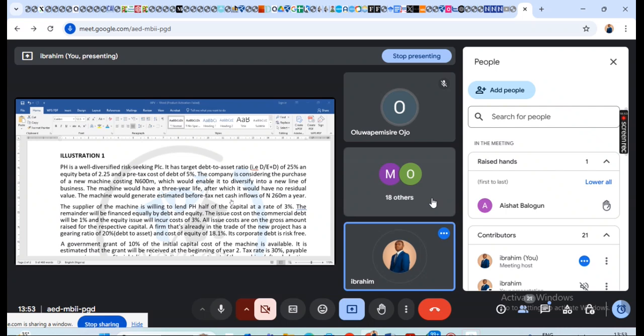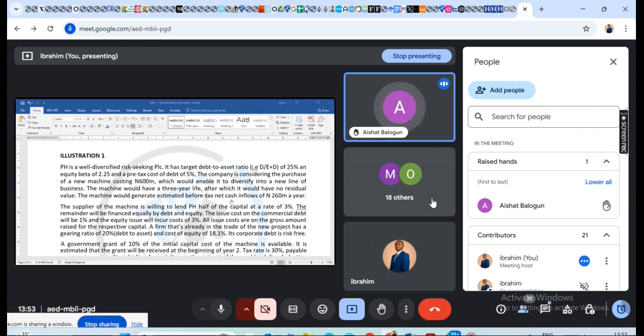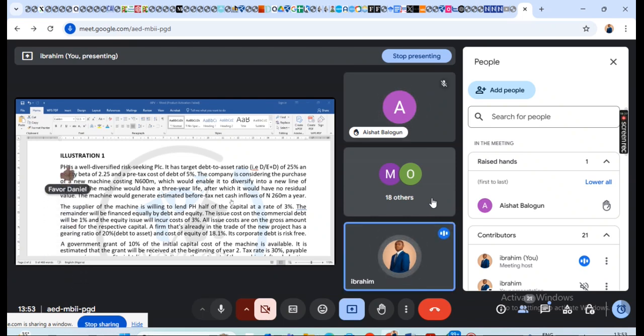Aishat, unmute your mic quickly. All right, sir. I understand that debt is 25% and equity is 75%. But I think I've seen a scenario whereby they did a question, they took debt to be 1%, that's 100%, and equity was about 25%. So I don't understand in what instance we are going to assume that, sir? It is not an assumption. It is what it is.